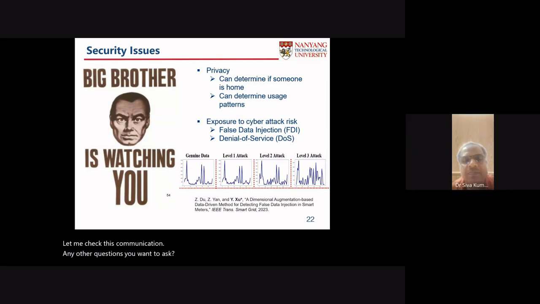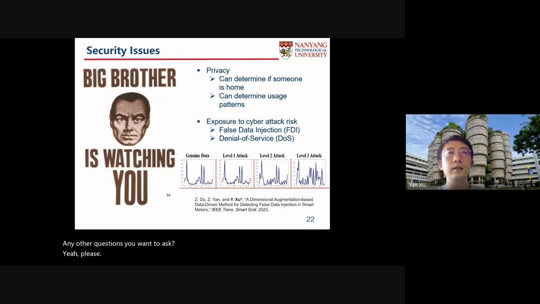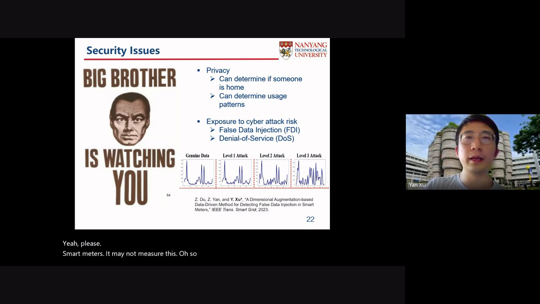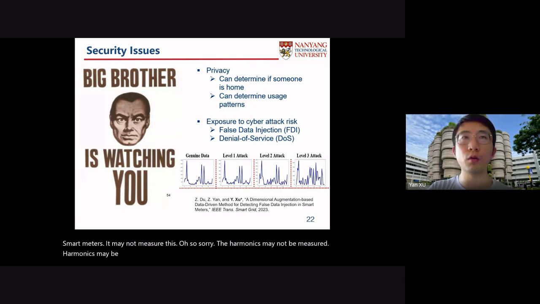Professor, I have one question. How about the measurement of the harmonics in the smart meter? The smart meters may not measure this. Sorry, the harmonics may not be measured. Harmonics may be measured by a power quality sensor, a PQ sensor.